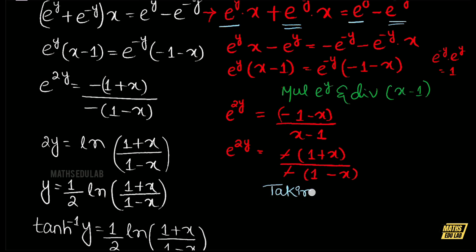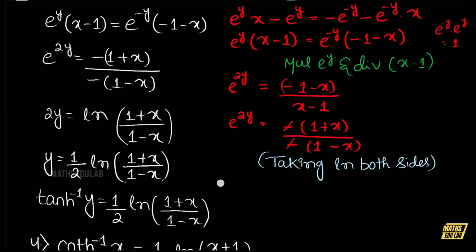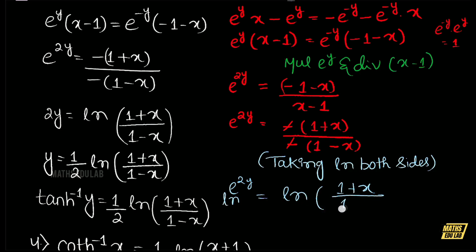So on taking ln both sides, the next step will be ln of e to the power of 2y, which is equal to ln 1 plus x upon 1 minus x. So here the ln and exponential will get cancelled out, and the remaining value will be 2y is equal to ln 1 plus x upon 1 minus x.